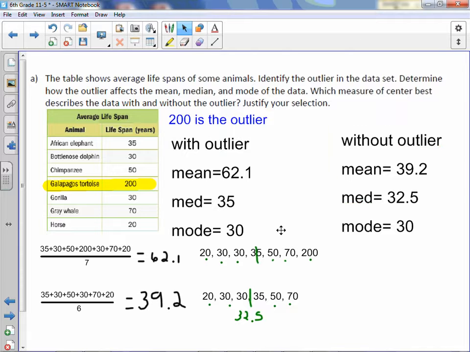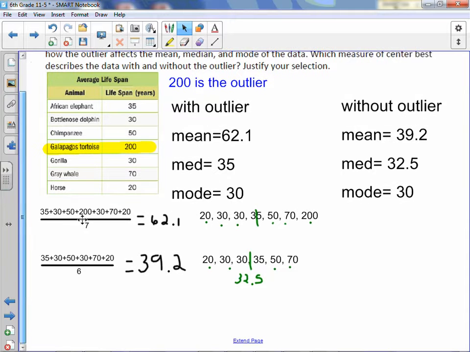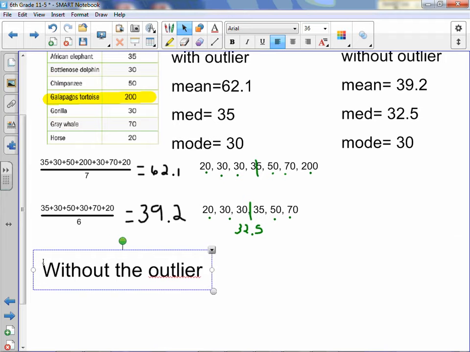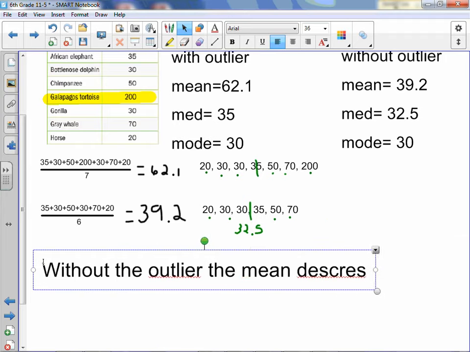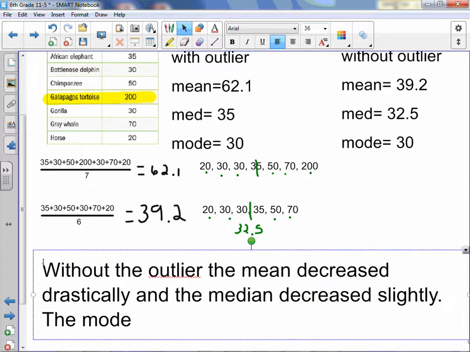Okay, so as we can see, the mode doesn't change. The median changes slightly, but the mean drastically changes. So we found our measures of center. Let's describe how it's affected. So I'm going to write a couple sentences here. Without the outlier, the mean decreased drastically, and the median decreased slightly. The mode, however, stayed the same.